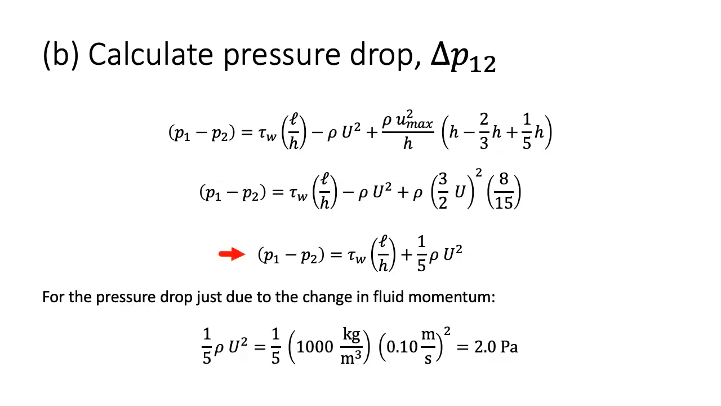Finally, we get that the pressure drop in the channel has two components. The first term on the right is a force due to friction, and the second term on the right is due to the change of momentum for the flow that accelerated in the center and slowed down at the walls. For part B, we are only solving for the second component, so we evaluate this term to get that the pressure drop due to the change in the fluid momentum is 2.0 pascals.